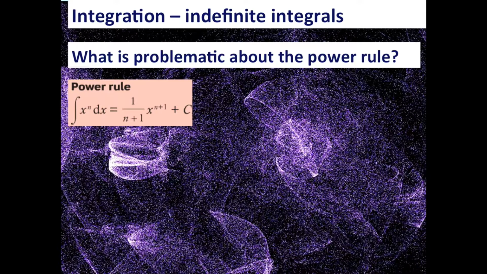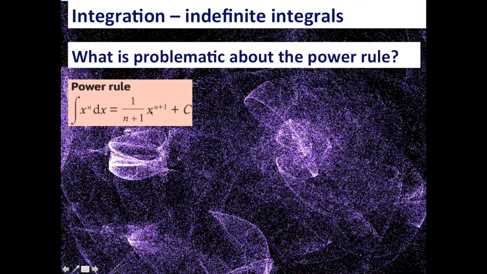What I want you to think about is what might be an instance of when the power rule doesn't work? Can you find an example of a time when the power rule will not work? So this is the power rule here. If we've got x to the n, we want to integrate it with respect to x.